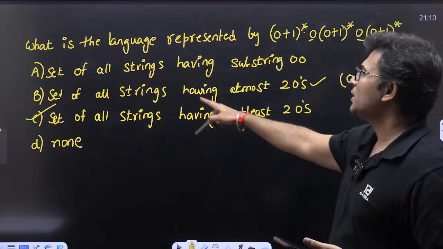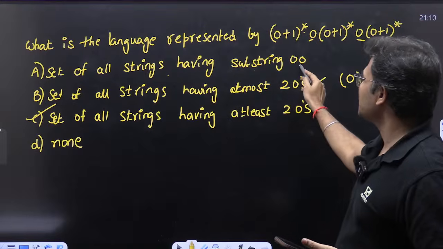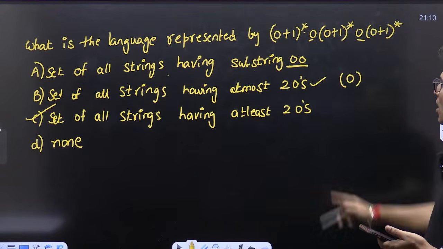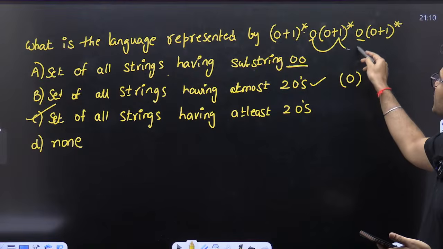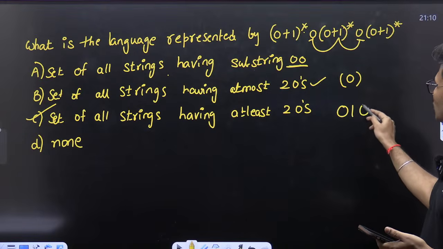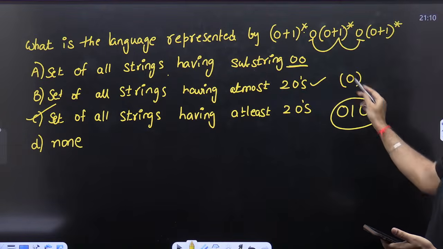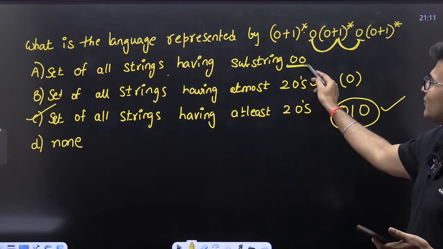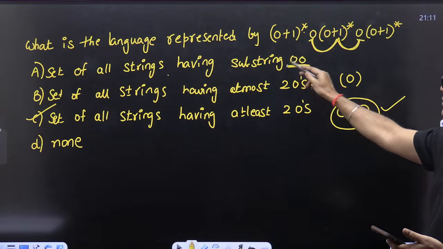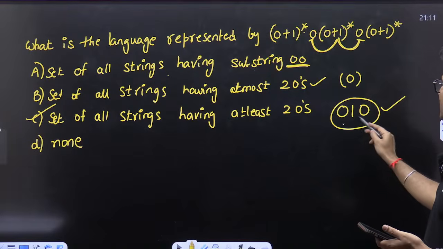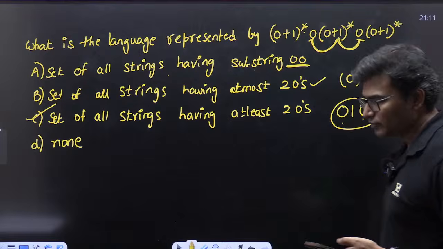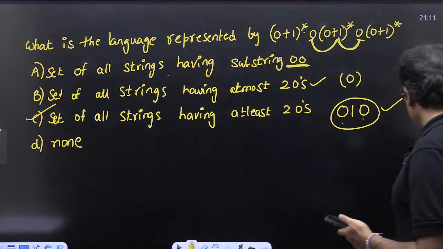And if you say set of all strings having substring 0, 0, it is not true because I get 0, 1, 0. 0, 1, 0 is there in the language. You cannot say having substring 0, 0, right? Because 0, 1, 0 is there in the language. It doesn't have 0, 0 as substring, right? That's why. Okay? Fine.